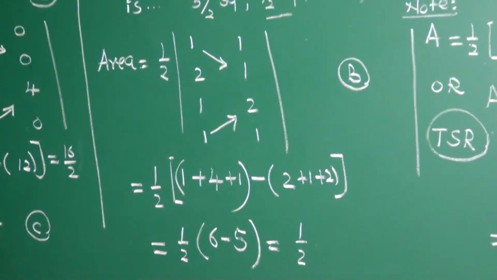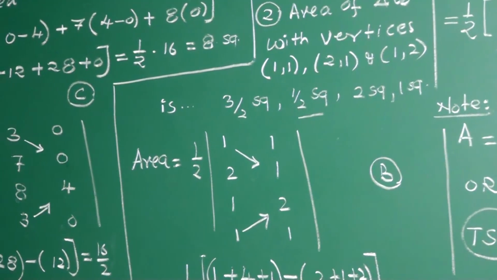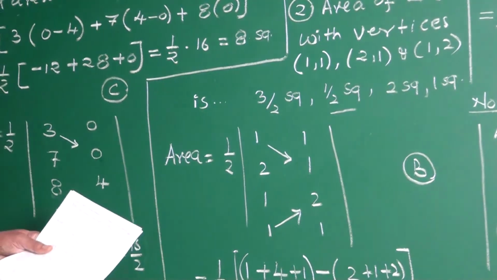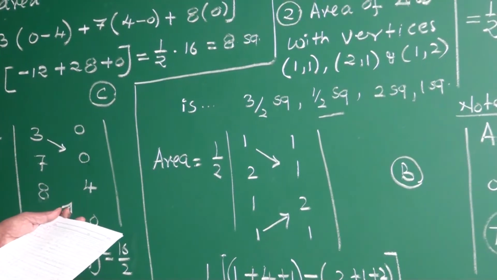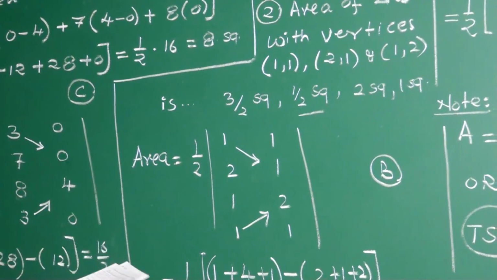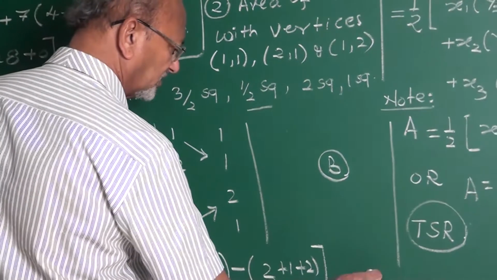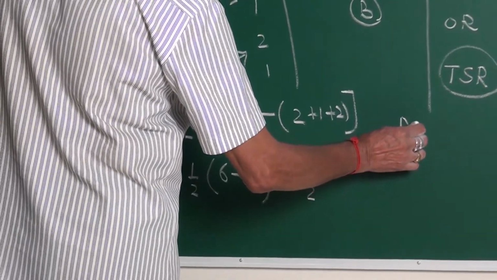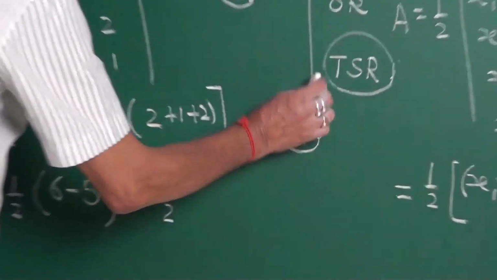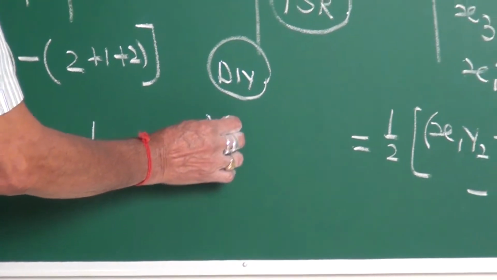Option B. If you wanted, I write one more. That you can do it yourselves. Do it yourselves. I write simply the coordinates.